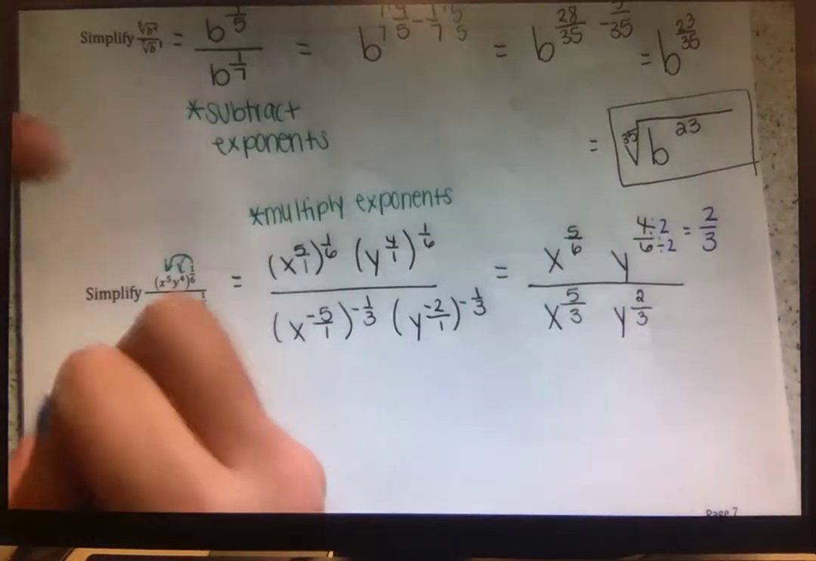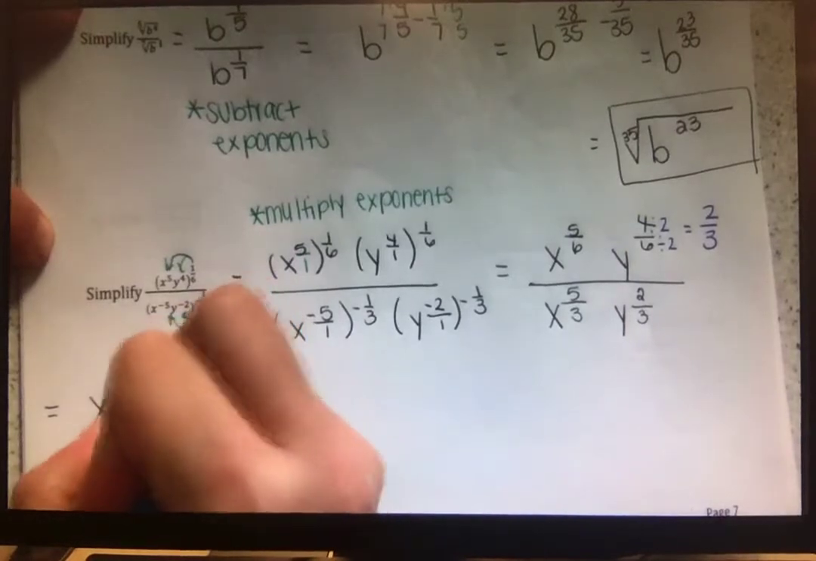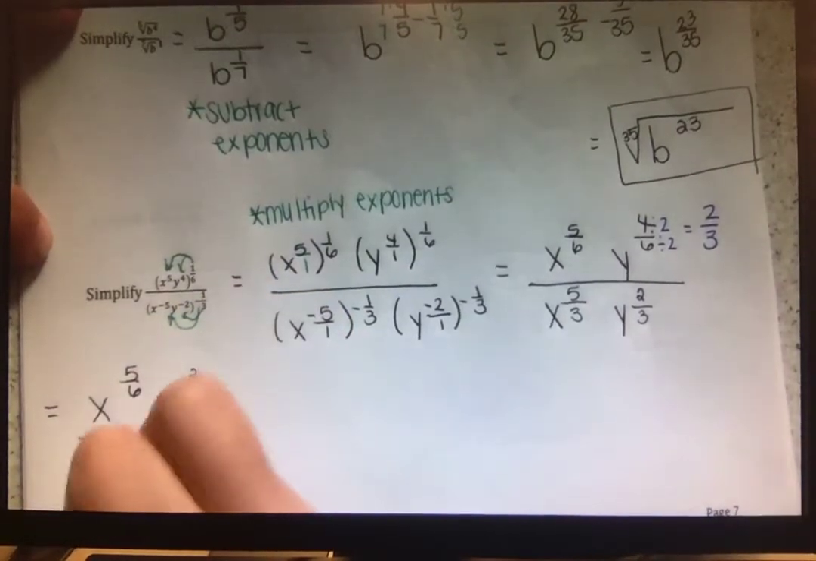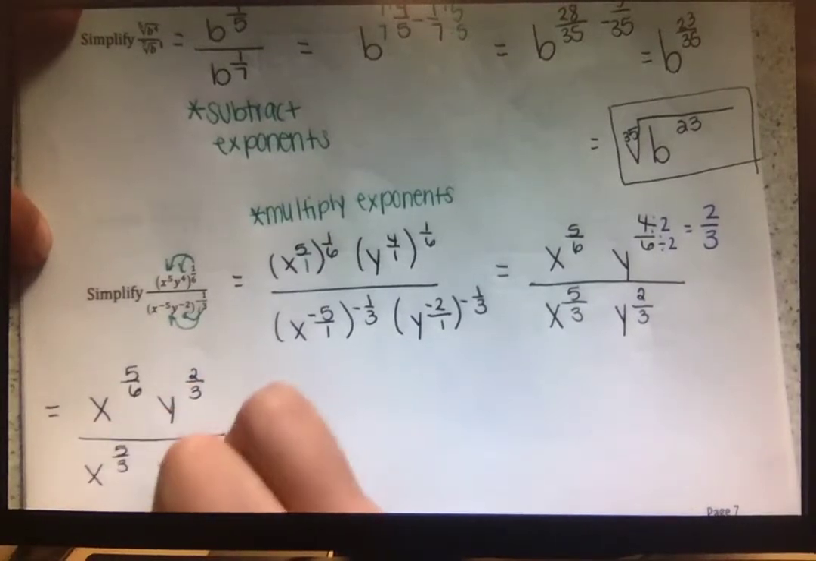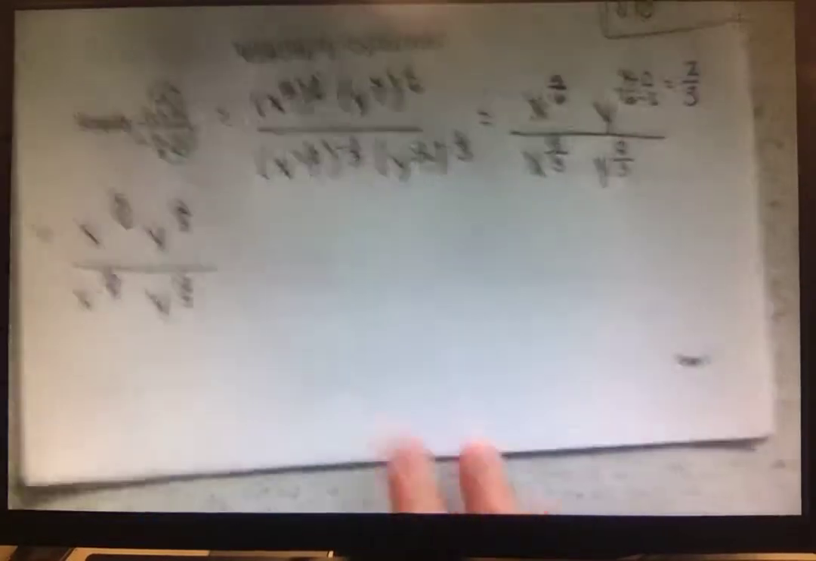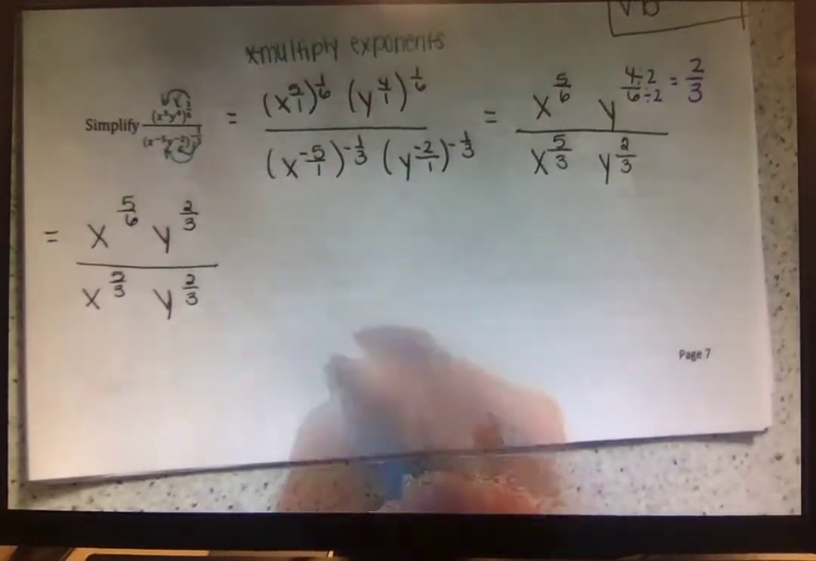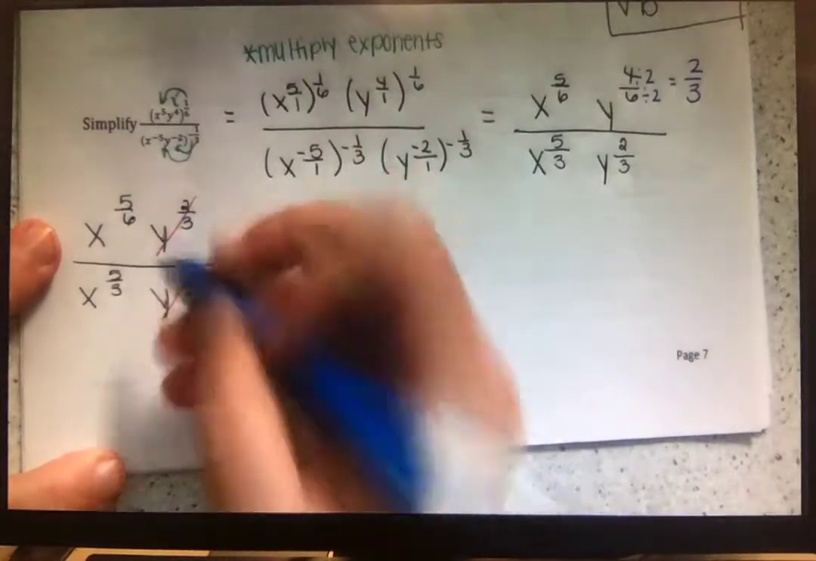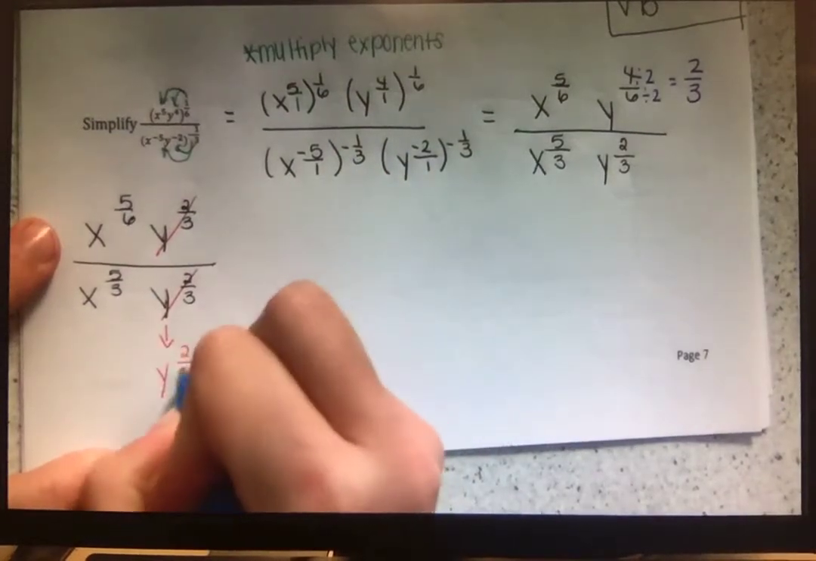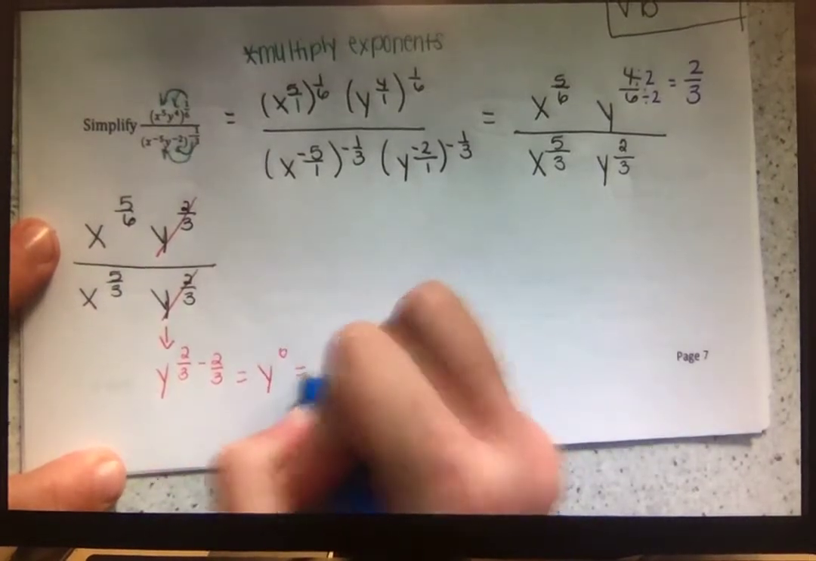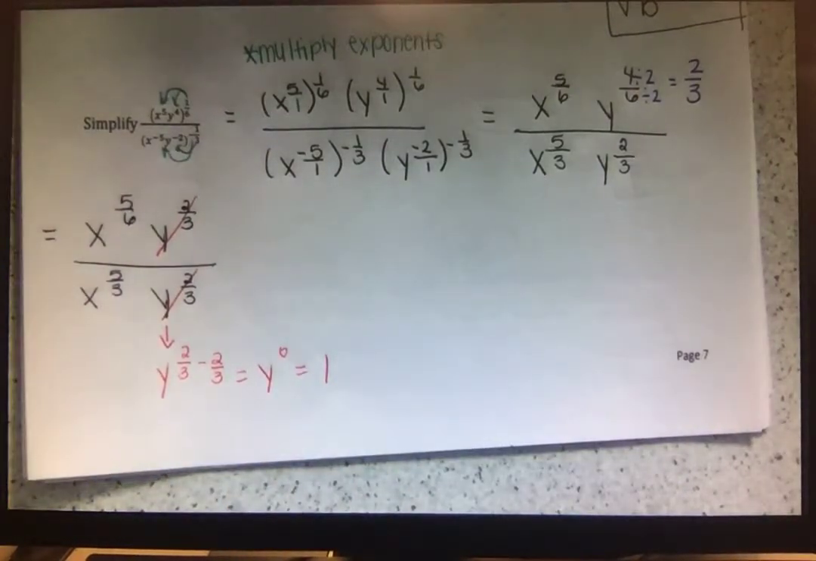So rewriting this, we have x to the 5/6 power, y to the 2/3 power, divided by x to the 5/3 power, y to the 2/3 power. So if you notice, y to the 2/3 divided by y to the 2/3, they cancel each other out because they're dividing. So if we were to subtract 2/3 minus 2/3, we would get y to the 0 power. Anything to the 0 power is 1. I don't need to write that extra 1 in there.